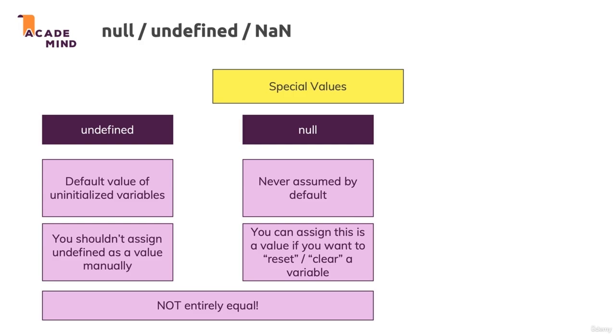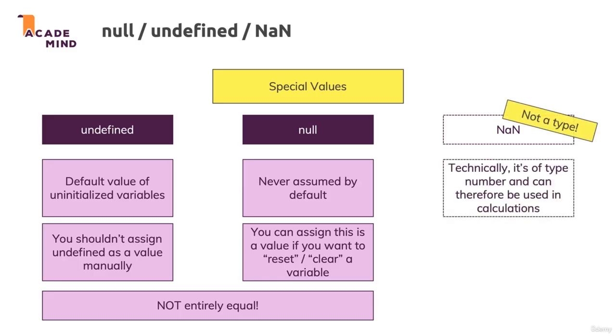Now, there also is one other special value, and that's NaN. That stands for not a number. And technically, unlike undefined and null, which also are their own types, this is not a type. Instead, it's of type number. It's not its own type. And you can therefore use it in calculations where you work with numbers. The idea behind NaN is that it's kind of like an error code if you run a calculation with something that doesn't include a number.